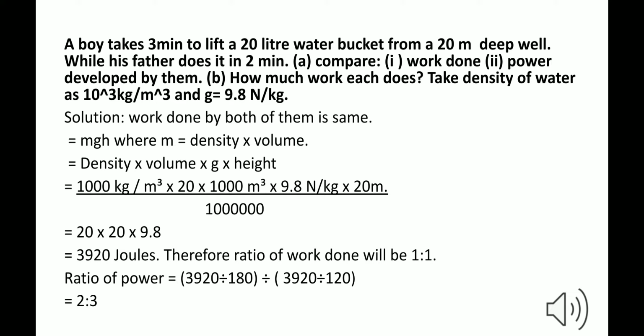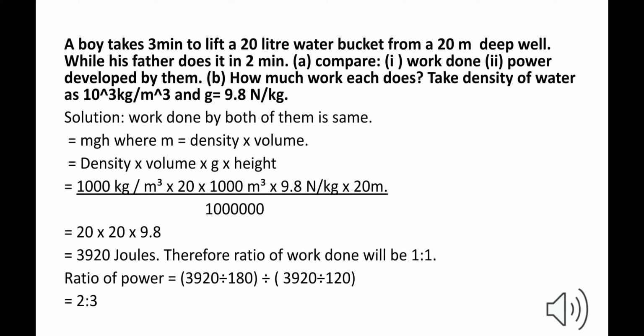Now, let us understand the question first. If the question is understood, it is half done. So, there is a boy who is doing some work in 3 minutes. And what is the work? To lift 20 liter of water from a well which is 20 meter deep. And the same work is done by the father. And he is doing it in only 2 minutes. So, father has more power.